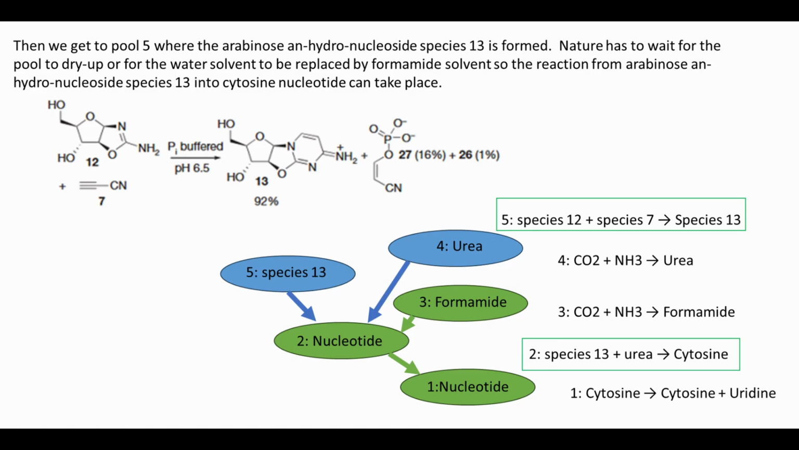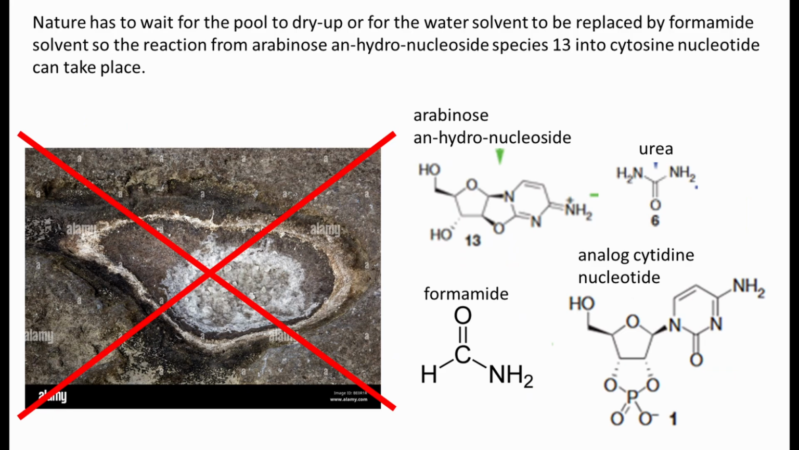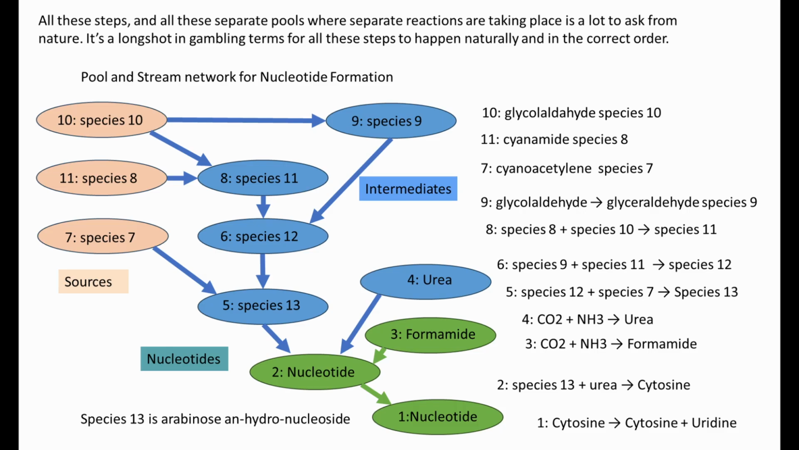Nature has to wait for the pool to dry up, or for the water solvent to be replaced by formamide solvent, so the reaction from arabinose anhydronucleoside species 13 into cytosine nucleotide can take place. All these steps, and all these separate pools where separate reactions are taking place, is a lot to ask from nature. It's a long shot in gambling terms for all these steps to happen naturally and in the correct order.